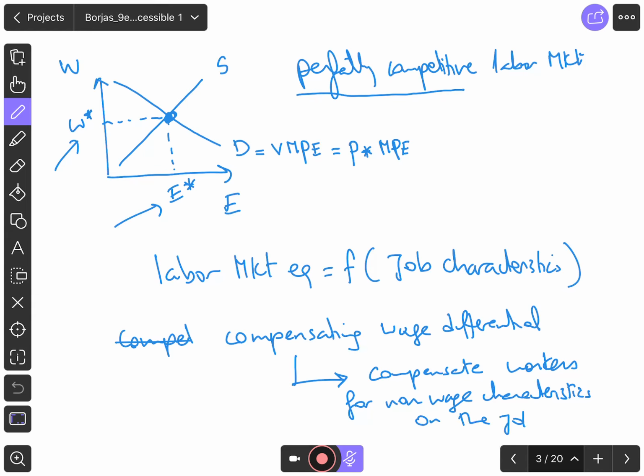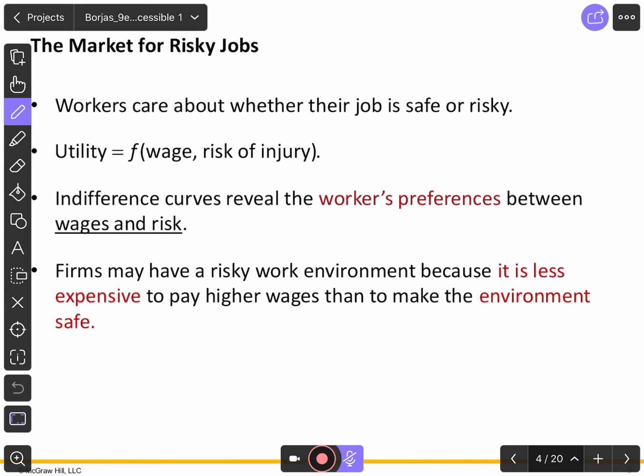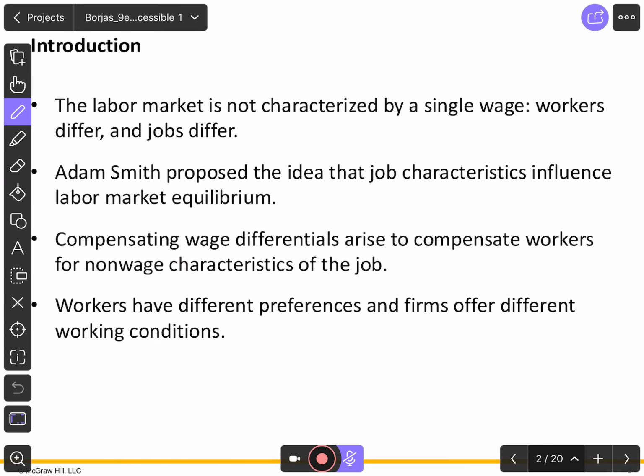So we have some jobs that are safe, and we have other jobs that are risky. The utility of the worker depends on the risk attached to certain jobs. Utility depends not only on the wage, but also on the risk attached to different jobs. So that brings us to the introduction to our chapter.